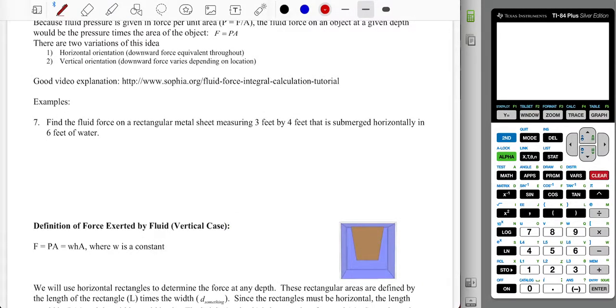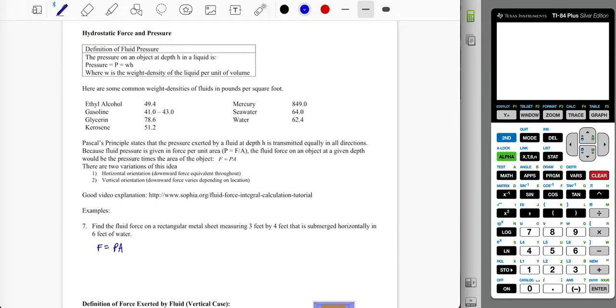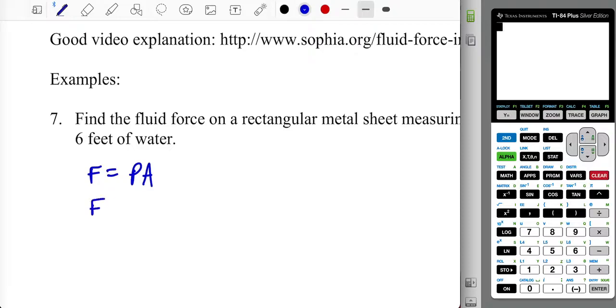So, the first example is the case, the simpler case, which is uniform depth. So find the fluid force on a rectangular metal sheet measuring 3 by 4 that's submerged horizontally in 6 feet of water. All right. So we know, again, we're looking for fluid force. So F equals PA. All right. Now, again, P is defined as WH. So F is equal to WHA.